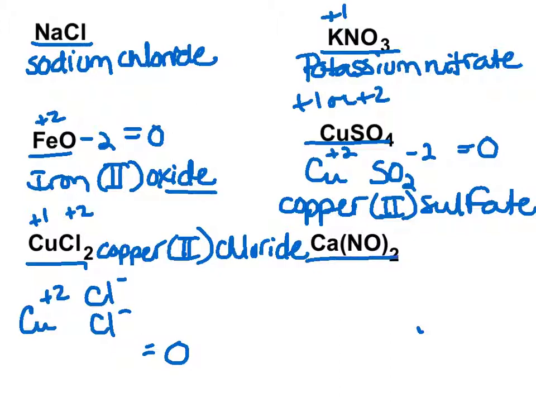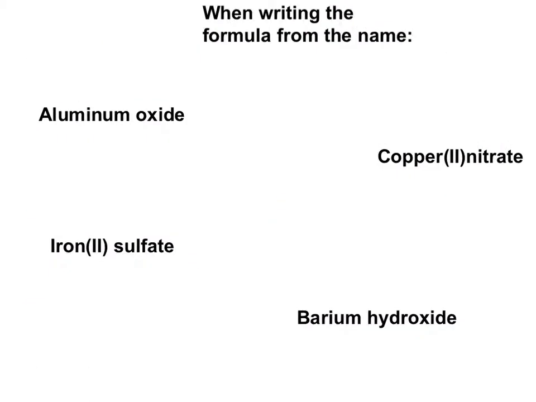And the last one we have here, calcium is a group 2 metal, only has one possible charge of +2, so I just need to name the ions. Calcium nitrate. And now we'll go in reverse. We're given the name, and we need to come up with the formula.